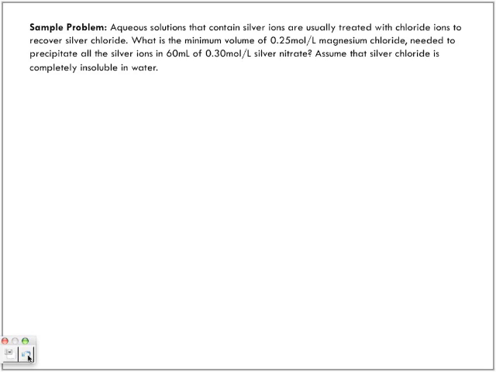Now, one change that I do want to make to this question is we're going to get rid of the 60 milliliters and change it to 60.0 milliliters. Here is the starting equation, just in case you're struggling to put together the actual formulas. So we've got magnesium chloride plus 2 silver nitrates to produce 2 silver chlorides and 1 magnesium nitrate.